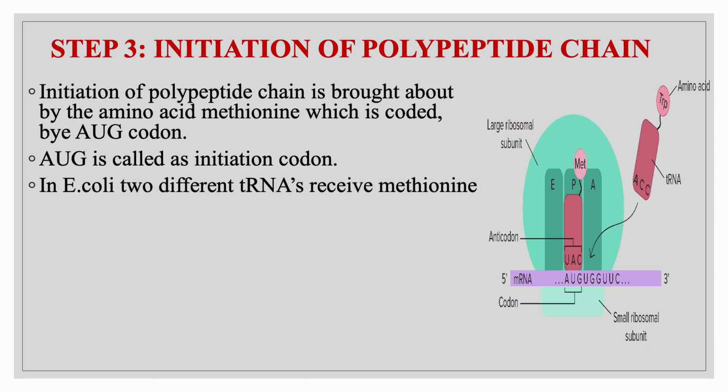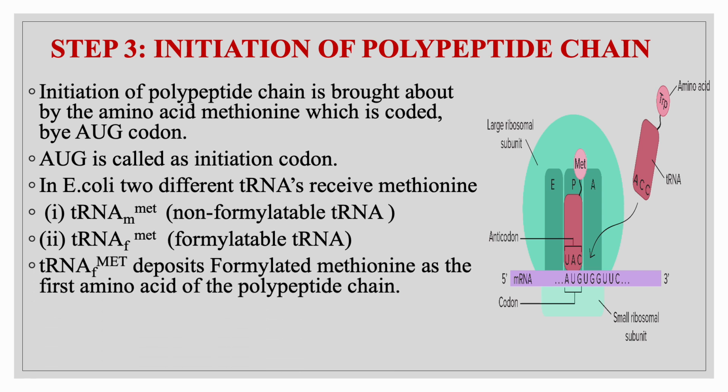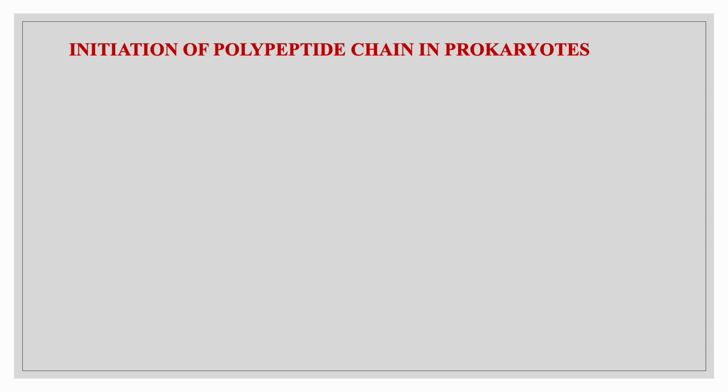In E. coli, 2 different tRNAs receive the methionine: tRNA M-met, which is the non-formylatable tRNA, and the second one, tRNA F-met. F indicates formylatable tRNA. tRNA F-met deposits formylated methionine as the first amino acid of the polypeptide chain, and tRNA M-met deposits methionine at internal positions, and thus initiates the formation of the polypeptide chain.